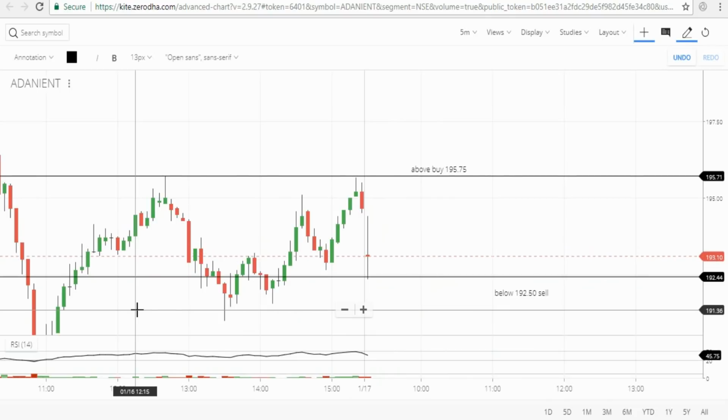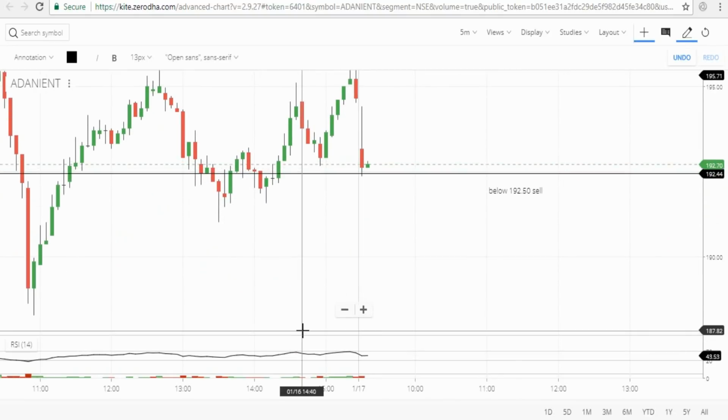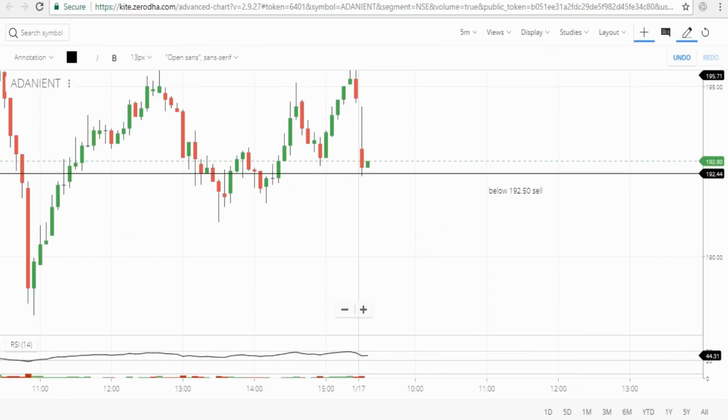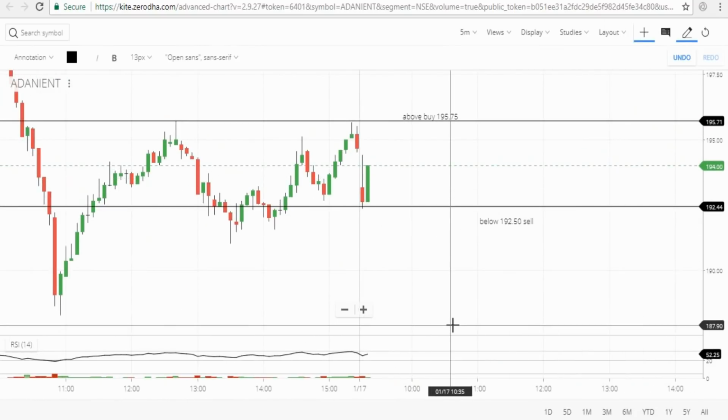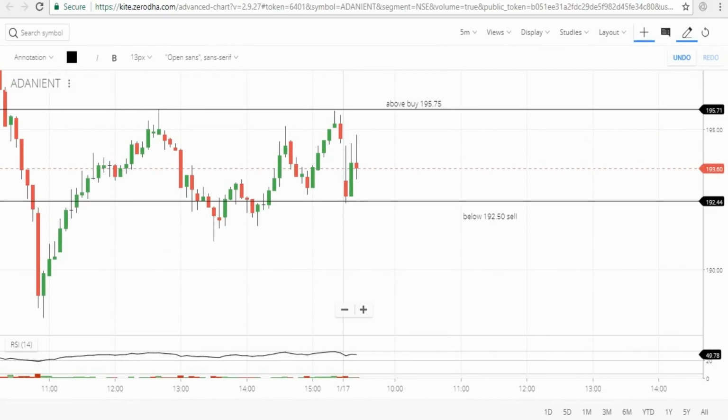This is the technical method. Any stock you can try with this method. Now the market is trading between these levels.